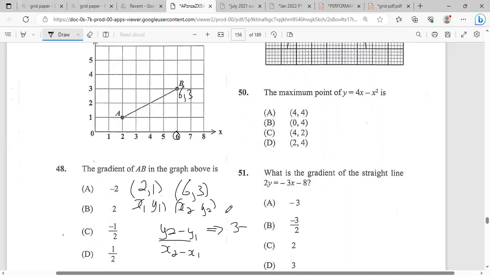All right, so we have 3 minus 1, which is a, right? And then for the x value, we have 6 minus 2. And of course, 3 minus 1 is 2. And 6 minus 2 is 4. So that works out to a half. And once you see gradient like this, you know it's a positive gradient. All right. Once it's like this, you know what time it is. All right, let's move on to 49.